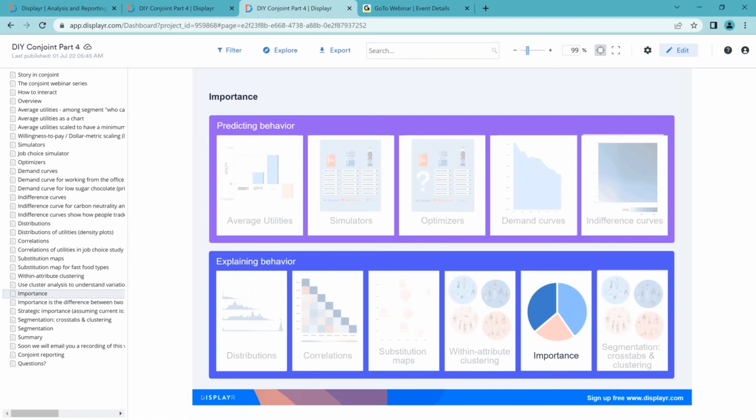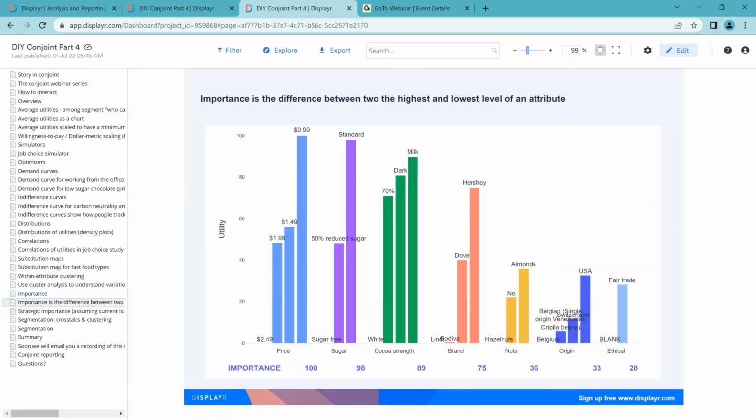It's sometimes useful to summarize all the utilities into a smaller subset, which is referred to as importance scores. Now, here's the utilities plot we looked at a little bit earlier for the chocolate market. We calculate the difference in utility from the least appealing to the most appealing level, and that is called the importance score. So looking here, we say that price is most important, followed by the sugar level, cocoa strength, brand, and so on, with ethics being least important.